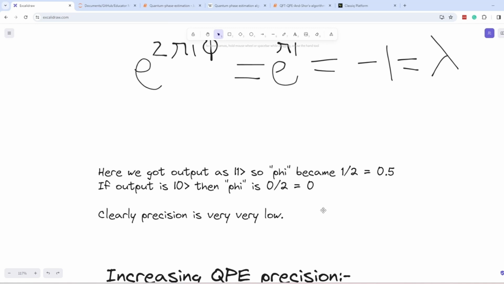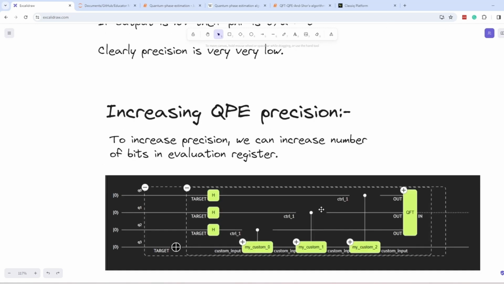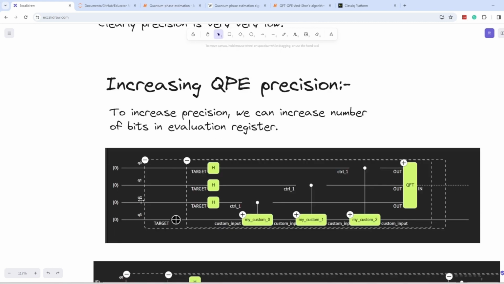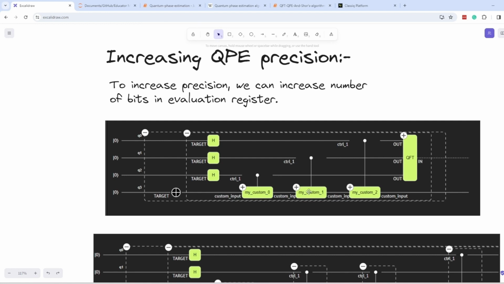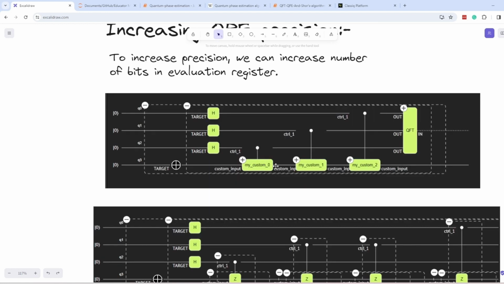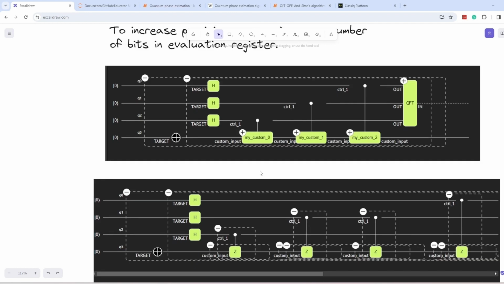To increase the precision, what we can do, instead of using a single bit evaluation register, is use a multi-bit or multi-qubit evaluation register like this. And then the way we apply the gates will slightly change. So earlier we were applying just a Z gate one time. Now we will do it like this.